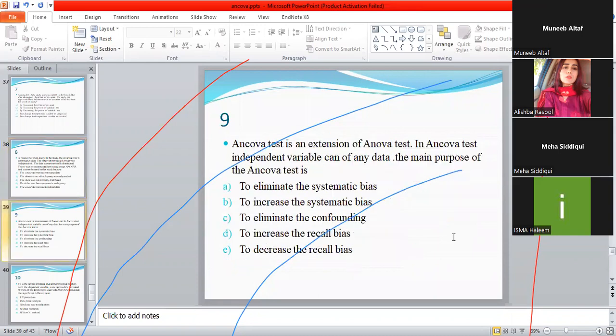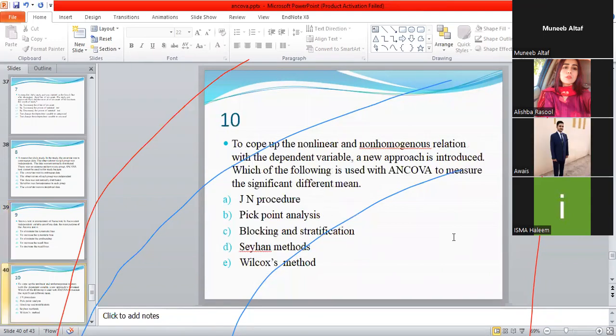Question number 9. The ANCOVA test is an extension of the ANOVA test. In the ANCOVA test, the independent variable can be of any data type. The main purpose of the ANCOVA test is to: eliminate the systematic bias, increase the systematic bias, eliminate the confounding, increase the recall bias, or decrease the recall bias. A. A is the right answer, to eliminate the systematic bias.